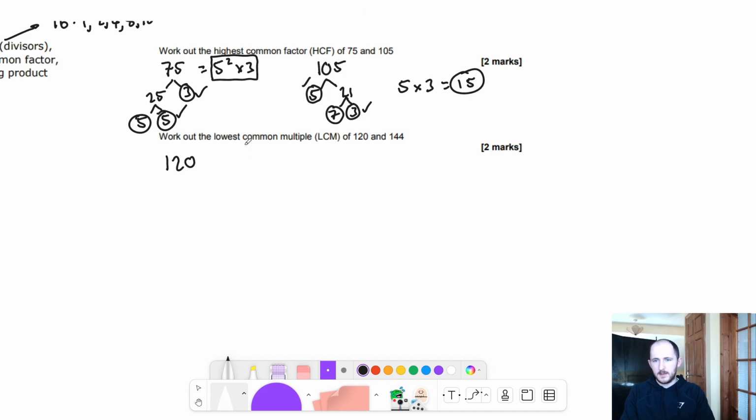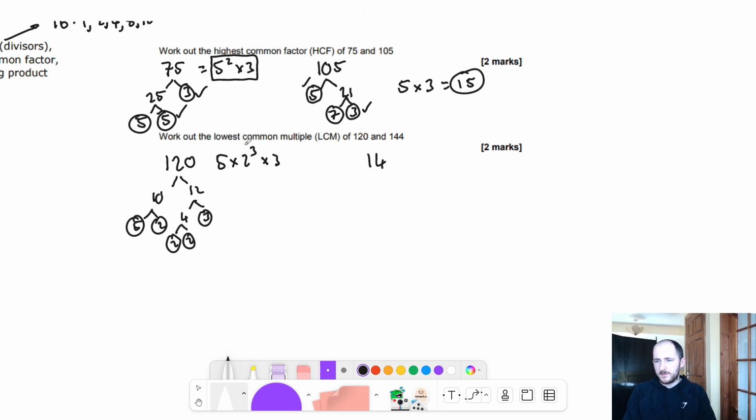120, break it down. So 10 might be a good one, and 12, 5 and 2, 4 and 3, 2. And then I'm going to circle all the prime numbers. So essentially I've got 5 times 2 to the power 3 times 3.